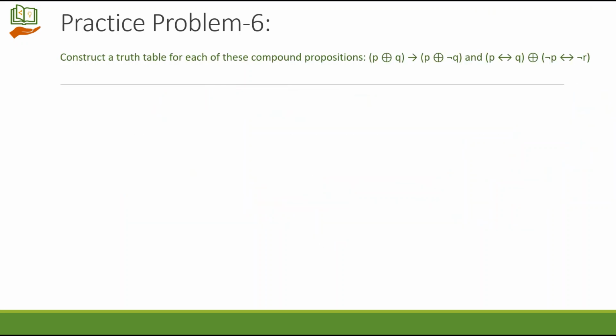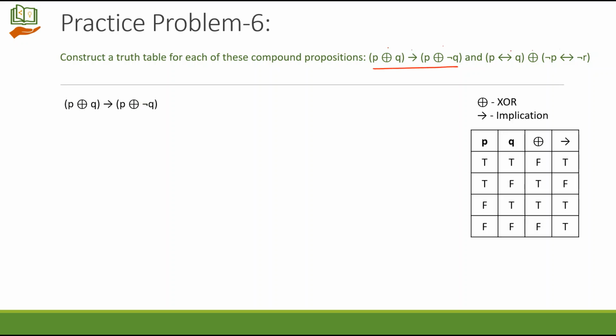Next problem. Construct a truth table for each of these compound propositions. Let's start with the first expression. We have two operations here: one is exclusive OR and the other one is the implication operator. For exclusive OR, what is the condition? Whenever P and Q have the same value, it will be false. When they have different values, it will be true. This is the XOR operation. What about implication? Under only one condition you will have false: when the hypothesis is true and the conclusion is false. In the rest of the places it is true.